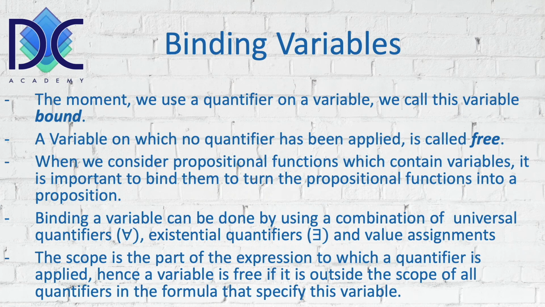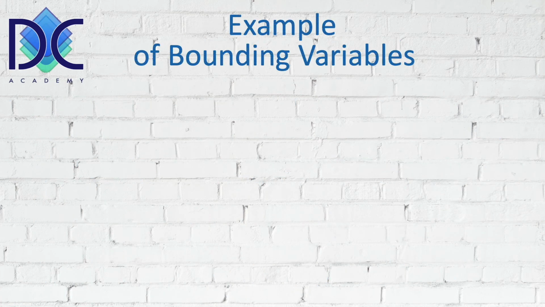The scope is what we call the part of the expression to which a quantifier is applied. A variable is free if it's outside the scope of all quantifiers in the formula that specify these variables. So it's possible that when we don't apply a quantifier on some of the variables, these may still be free. Let's have a look at some examples of binding variables.